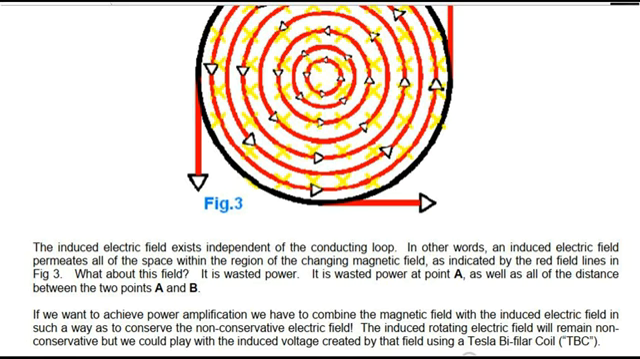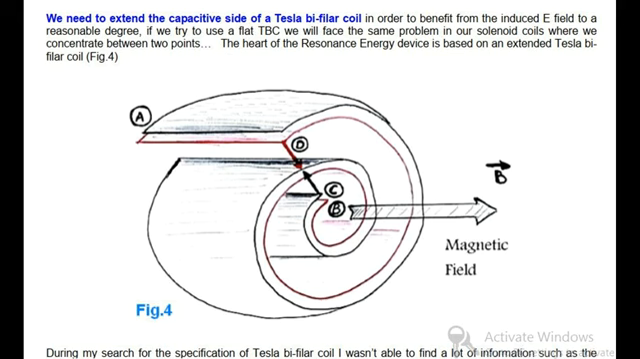The induced rotating electric field will remain non-conservative, but we could play with the induced voltage created by that field using a Tesla bifilar coil, TBC. We need to extend the capacitive side of a Tesla bifilar coil in order to benefit from the induced E field to a reasonable degree.